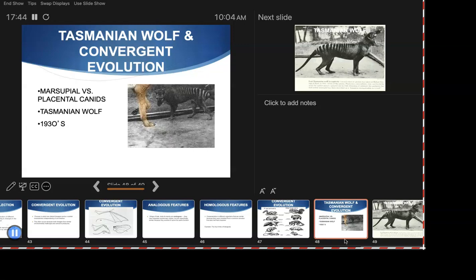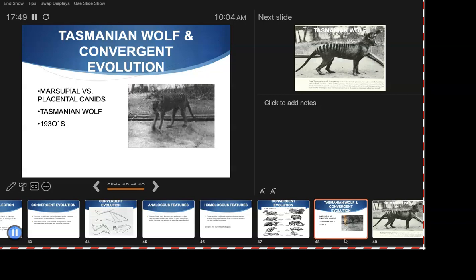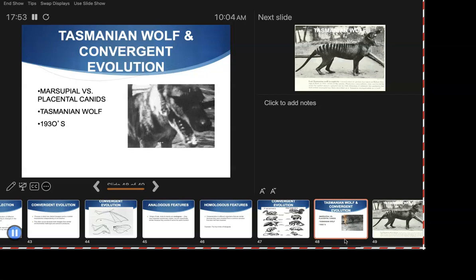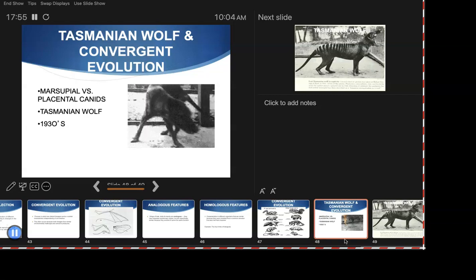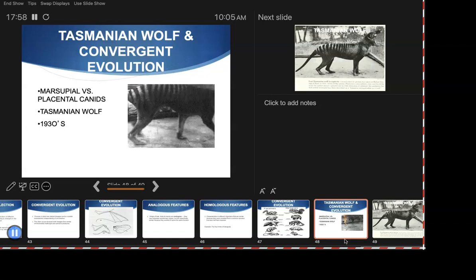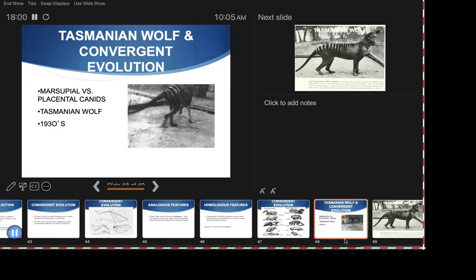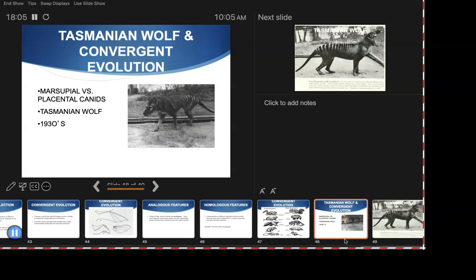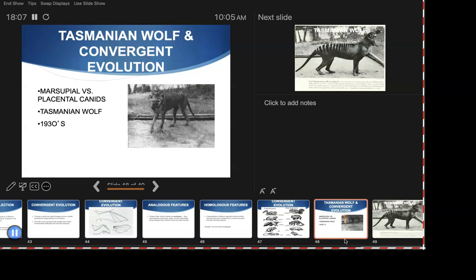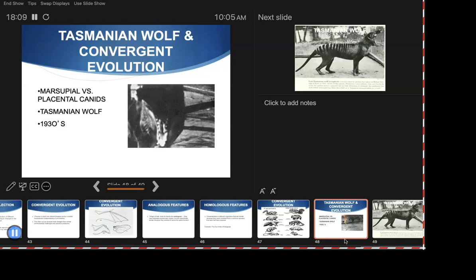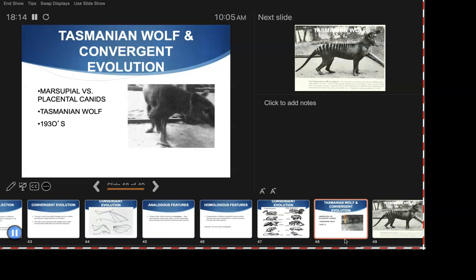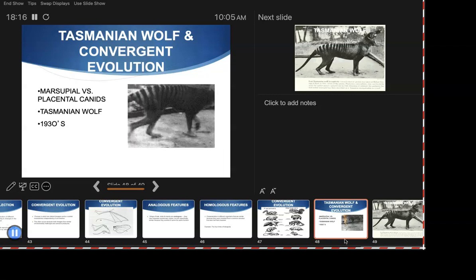And again, cool striping aside, for all intents and purposes, he looks just like any other sort of wolfy kind of thing, except there's a pouch. He has a pouch. And instead of giving birth to baby wolves that are ready to go, as much as most mammals are ready to go, they crawl up into the pouch and finish up their development in there.